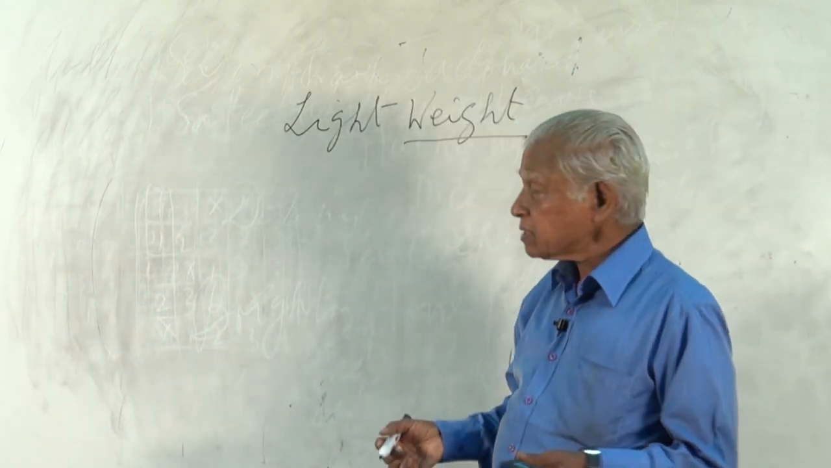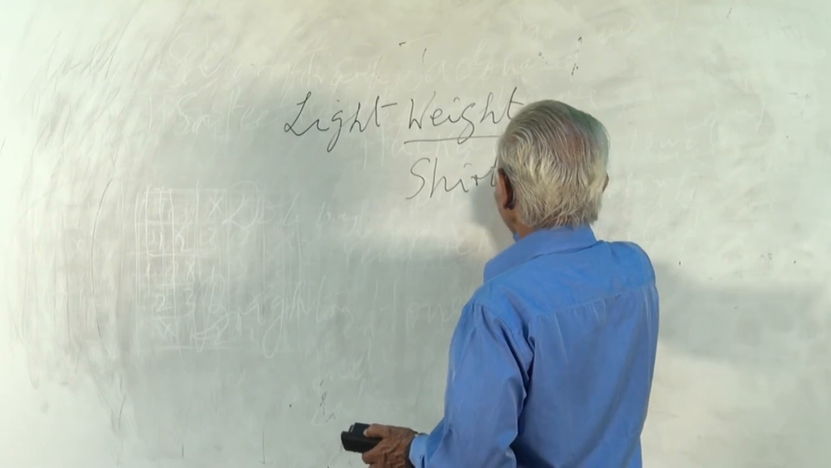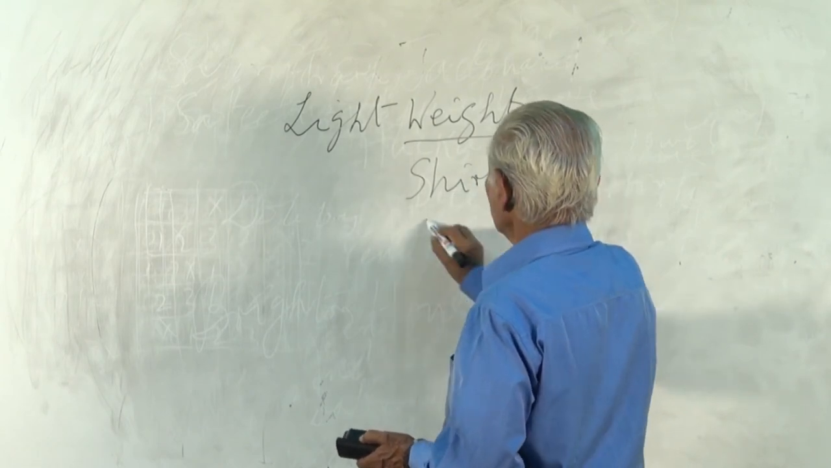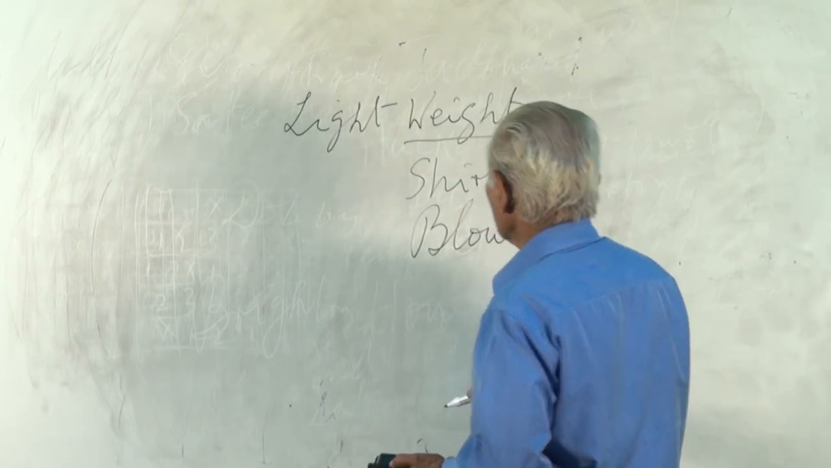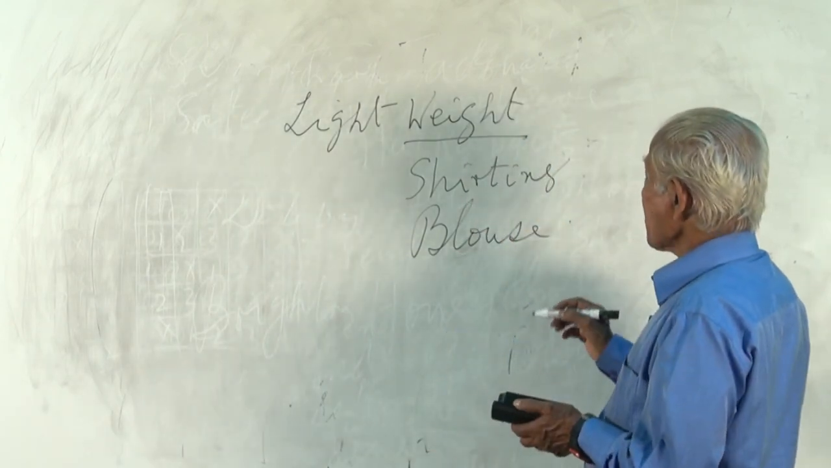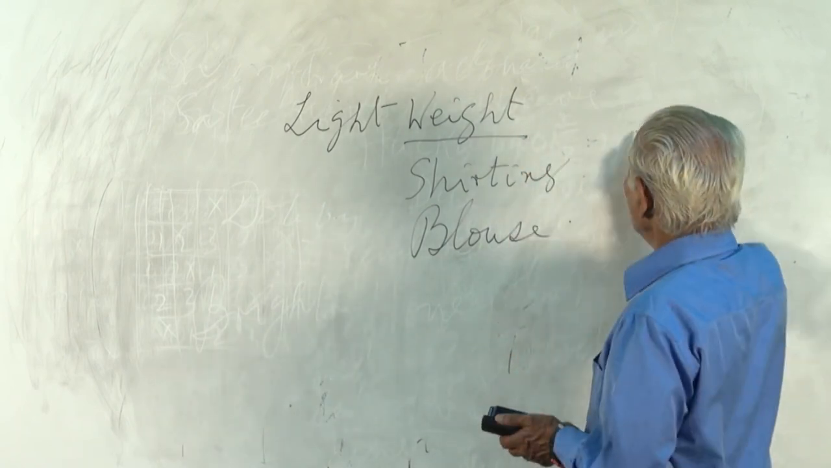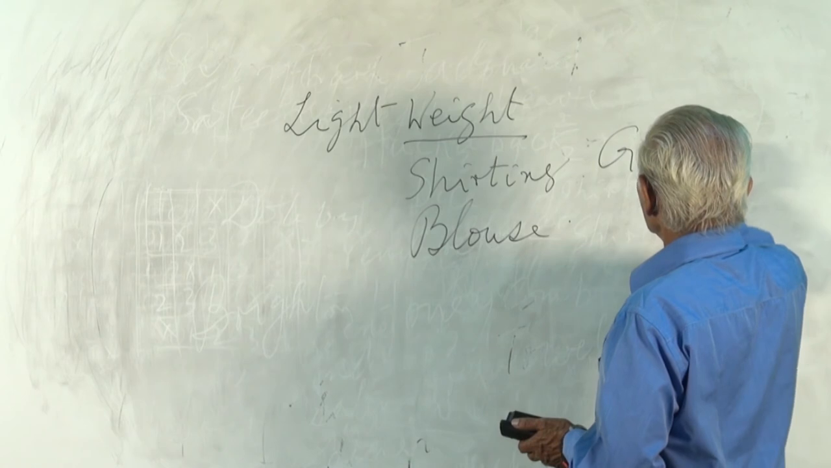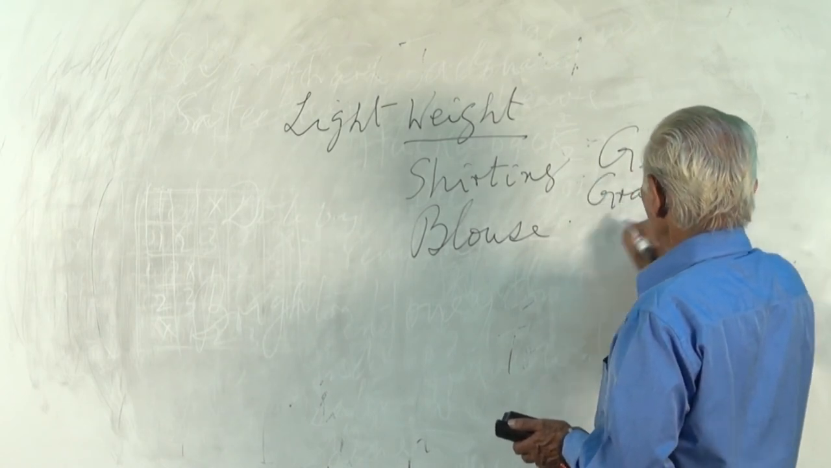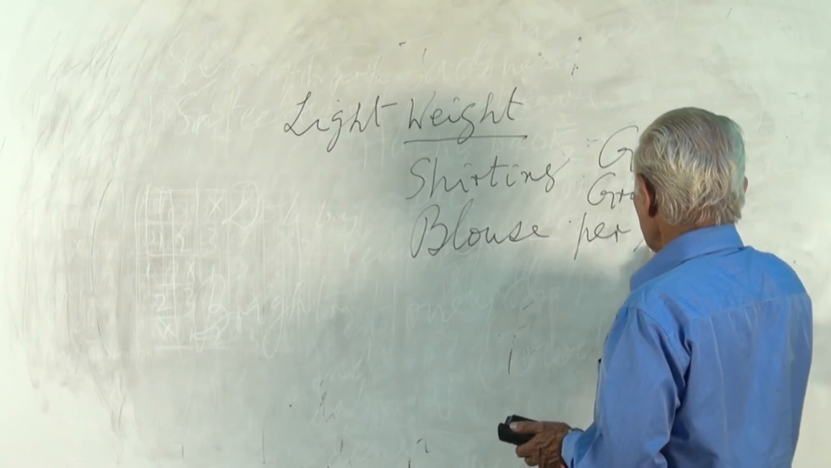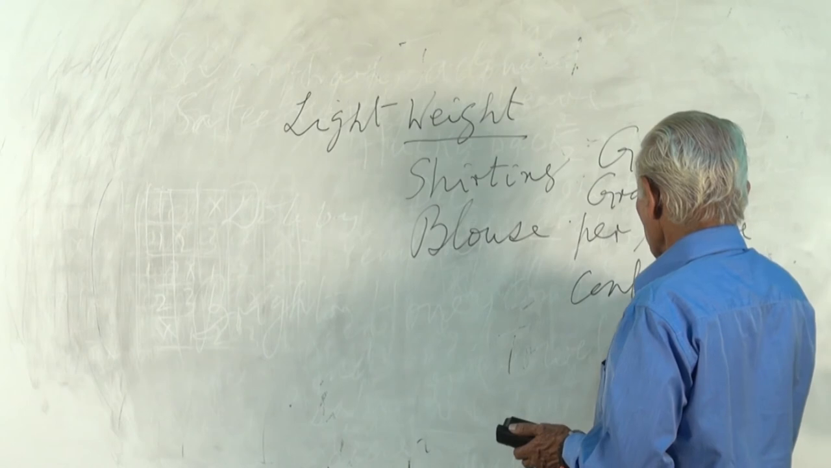Lightweight fabric is a shirting or a blouse material. And why do we say it is a lightweight fabric? It is based on GSM, which is grams per square centimeter.